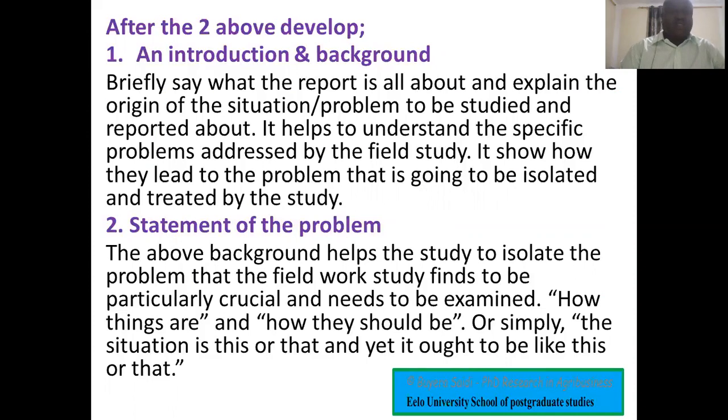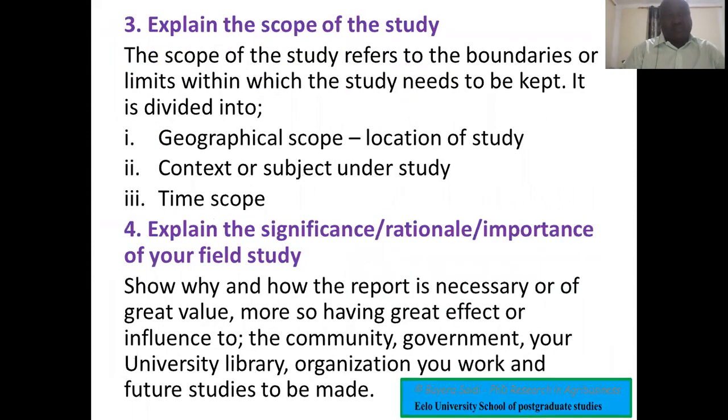Secondly, you are to develop the statement of the problem. The above background helps the study to isolate the problem that the fieldwork study finds to be particularly crucial and needs to be explained. This will ask questions as how things are and how they should be, or simply, the situation is this or that, and yet it ought to be like this. From that, you can be able to continue with your research or study in the field.